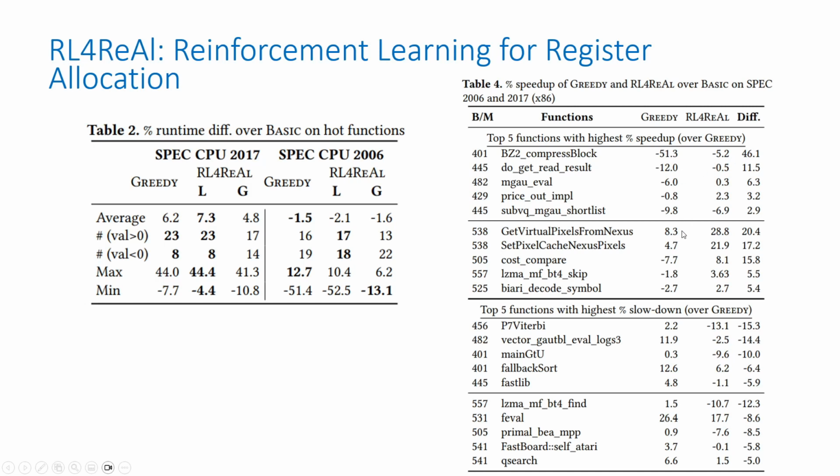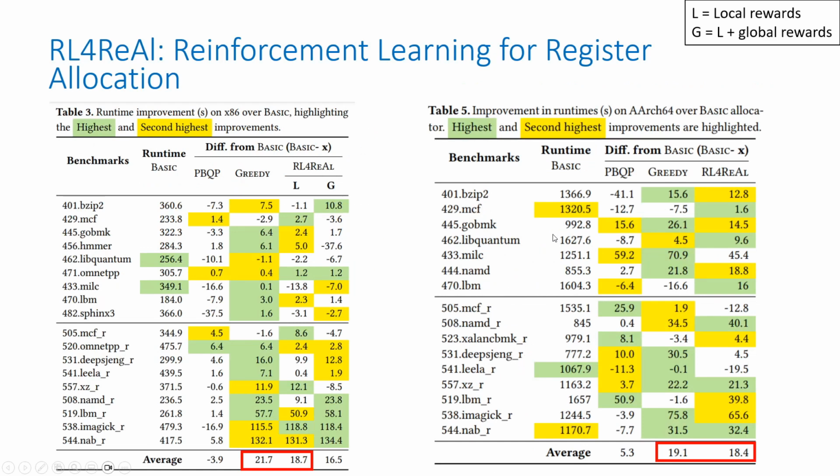And in this one, the reinforcement learning performed real well. So these are highlighted particular benchmarks from the whole benchmark set. And these are the top slowdowns compared to the LLVM algorithm. And you can see that it's not that bad, but let's take a look at the average, which is better.